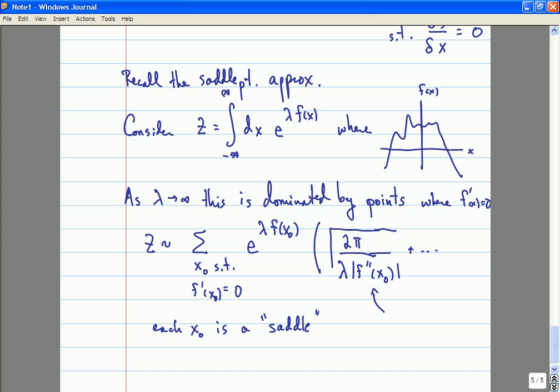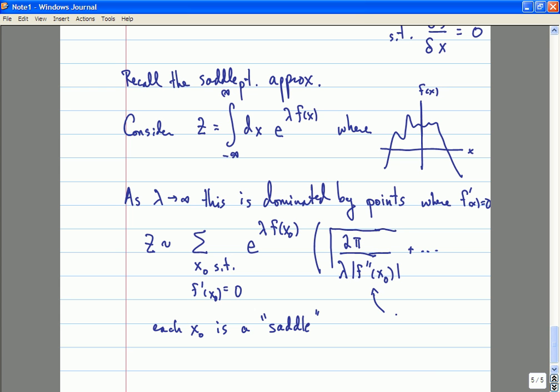Okay. So let's remind ourselves what this says. This says that the integral of a function which is e to the lambda something is very well approximated by e to the lambda something, evaluated at the place where the derivative of something is equal to 0. Yes? No, actually. Don't worry, you're going to derive that formula.